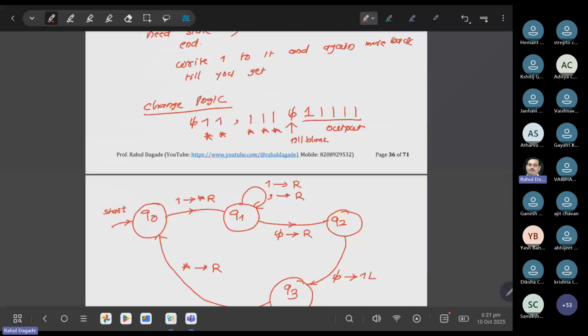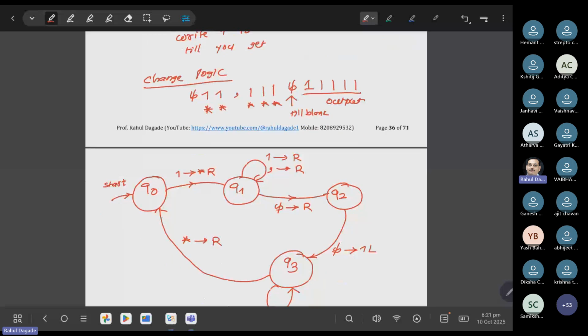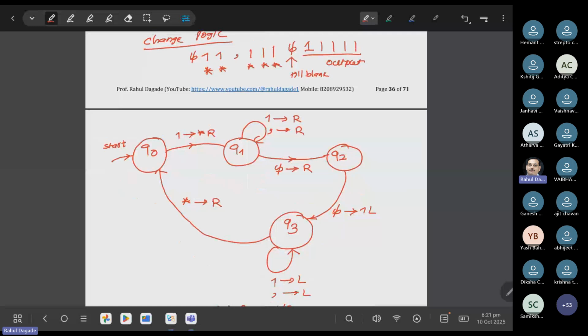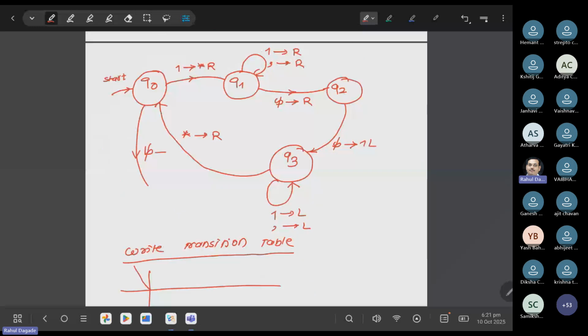So when Q0 state is reading the 1 and converting that into star and then writing that 1 as output. But what if in Q0 state you don't get any input, that is, you get blank? Then that is a stop. So in Q0 state, if you get a blank, then no movement of pointer and halt it. Final state.